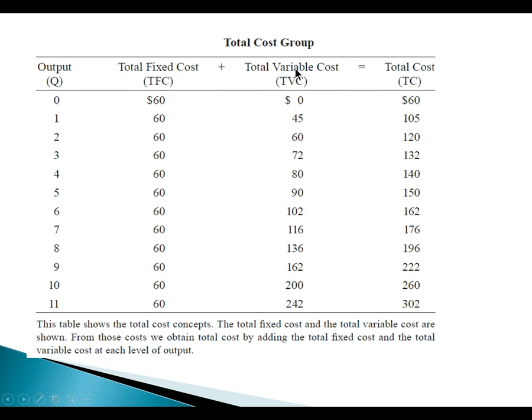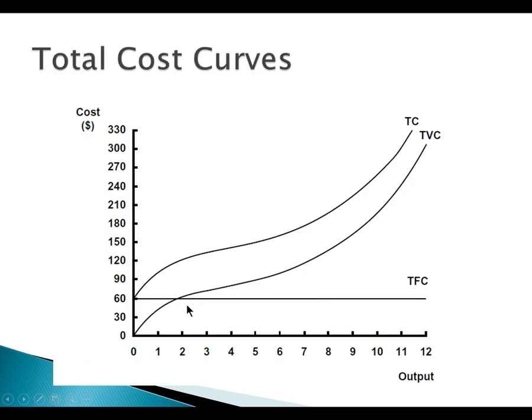I said that the total cost becomes the adding of the fixed cost and variable cost. So if I am adding this fixed 60 to each variable cost figure, we get the total cost, and we see that the difference between these two costs is the fixed cost. When the total variable cost is added with this 60 of total fixed cost, we get the total cost. So the difference between these two costs is the fixed cost that remains fixed. This is $60 as in our example.